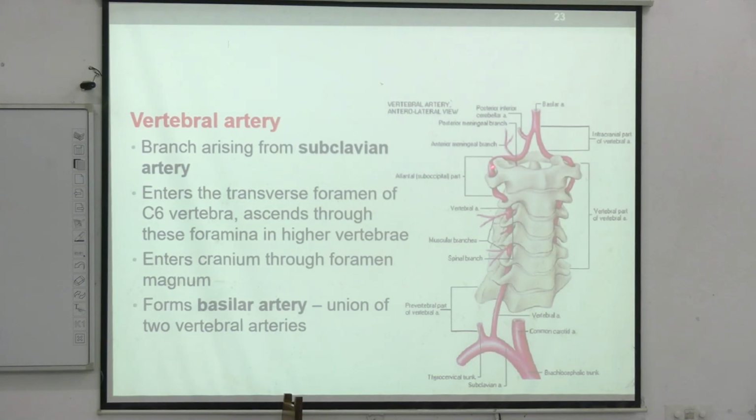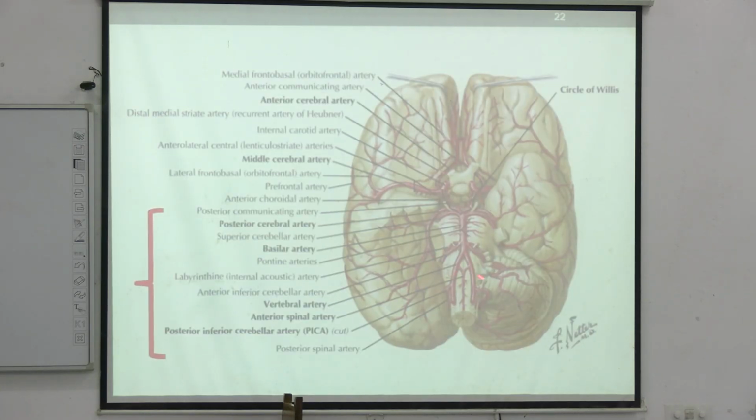Then it comes out at the C1 cervical vertebra and has a part called the basioccipital part, which goes to the foramen magnum. Once it goes through the foramen magnum, it enters the brain, and the right vertebral artery and left vertebral artery join together and form a middle artery, which we call the basilar artery. So this is how these things are formed. This basilar artery then splits into two terminal branches, the posterior cerebral arteries.